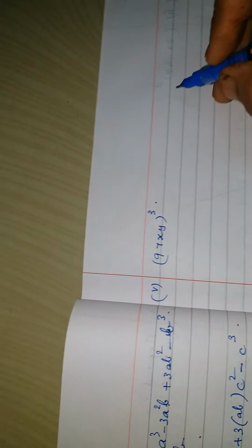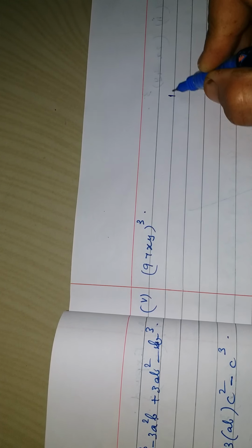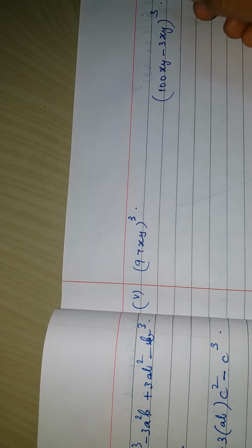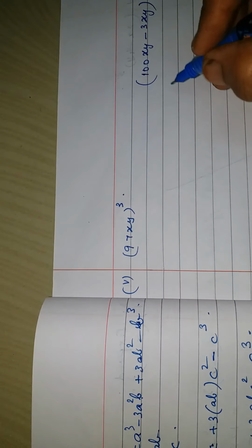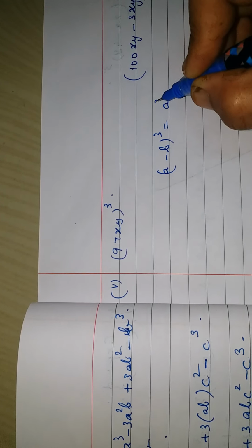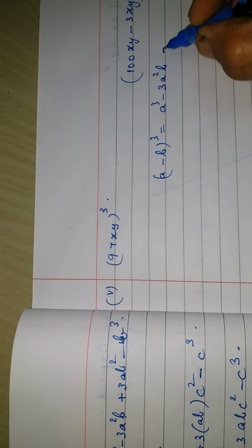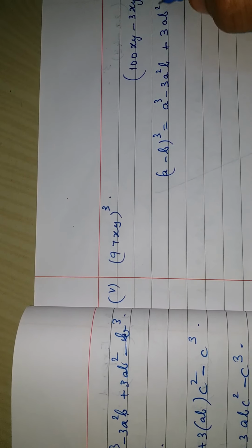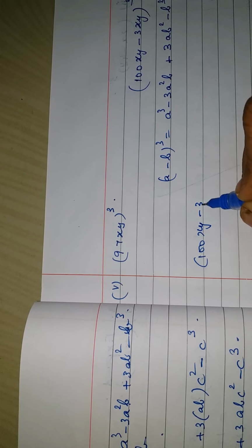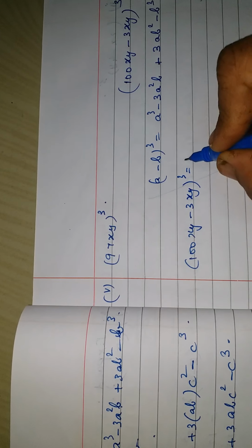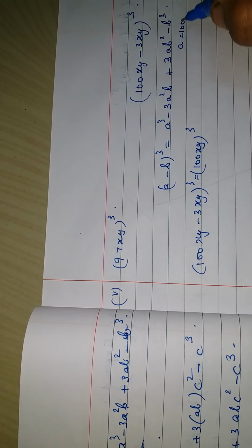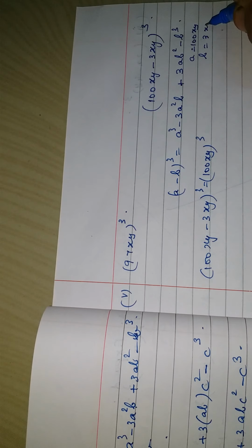Next is 97xy. So 97xy means you can write it as 100xy minus 3xy the whole cube. 100 minus 3 is 97. So now this is of what form? A minus b the whole cube. It is equal to a cube minus 3a square b plus 3ab square minus b cube. So now 100xy minus 3xy the whole cube is equal to 100xy the whole cube. But your a is equal to 100xy, your b is equal to 3xy.